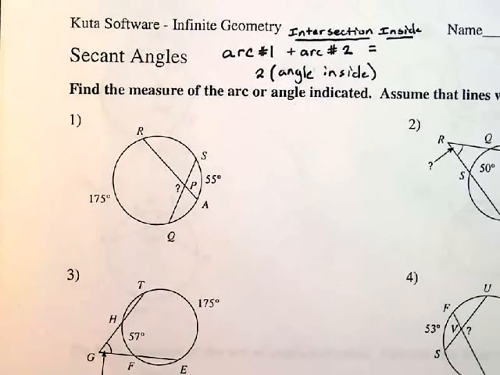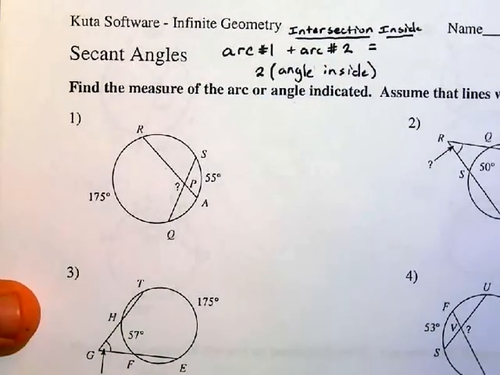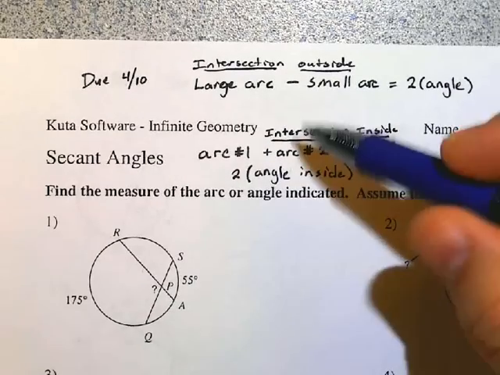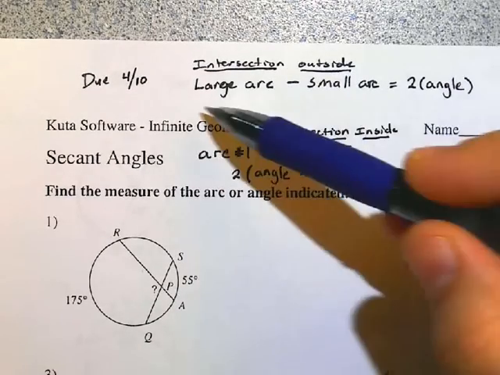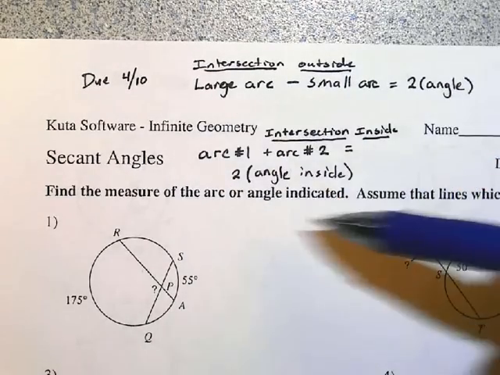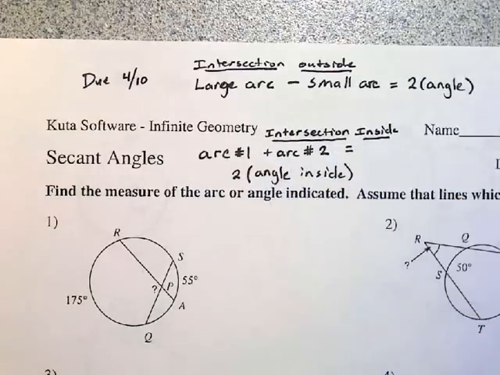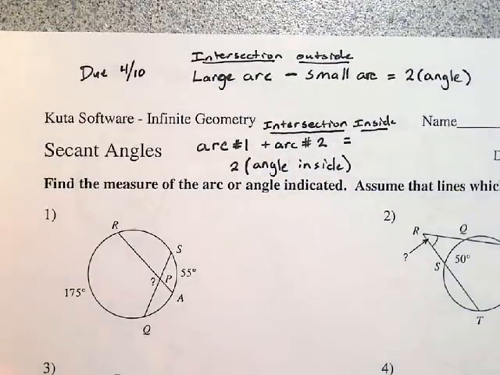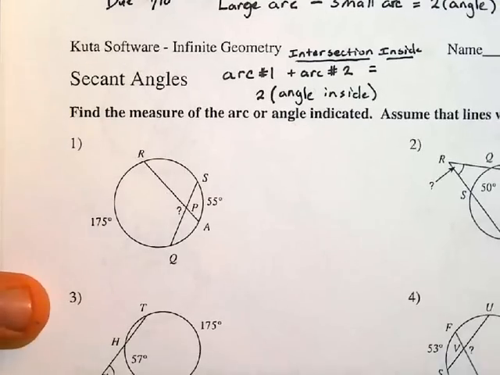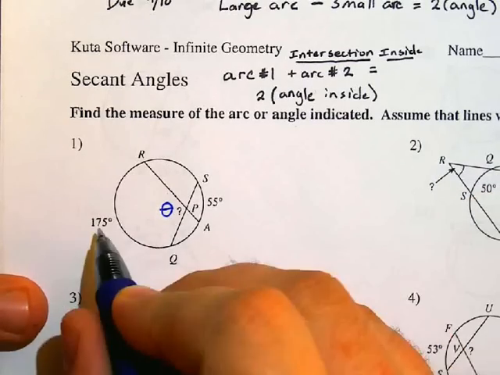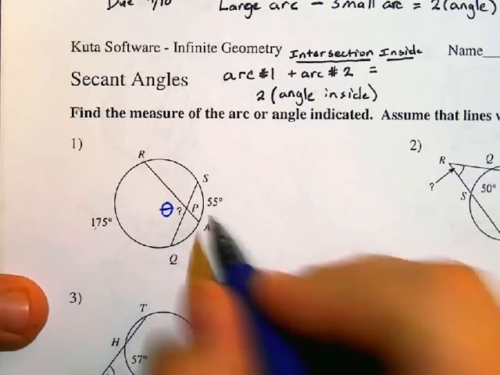Now, with secant and tangent angles, we are talking about the basic idea that we've used. And I'll go ahead and show you up here. If the intersection is outside, we have the large arc minus the small arc equals twice the angle. If the intersection is inside, it's the sum of the two arcs that equals twice the angle. But I keep bringing back the idea that this is really just the average, okay? So if this is our angle theta, then it's going to be the average of the left and right.